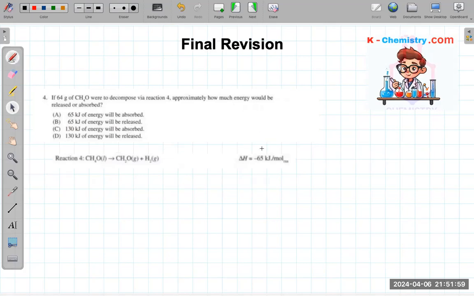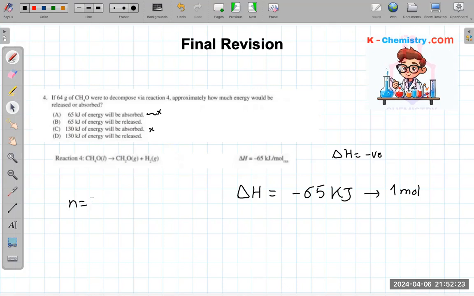For sure, is it released or absorbed for sure? Released. It is released because the delta H is negative. We are sure that it is released. It will never be absorbed. But how much is the value? He is telling me that delta H means per 1 mole of the substance, it's negative 65 kilojoule for 1 mole only. How many moles do I have here?